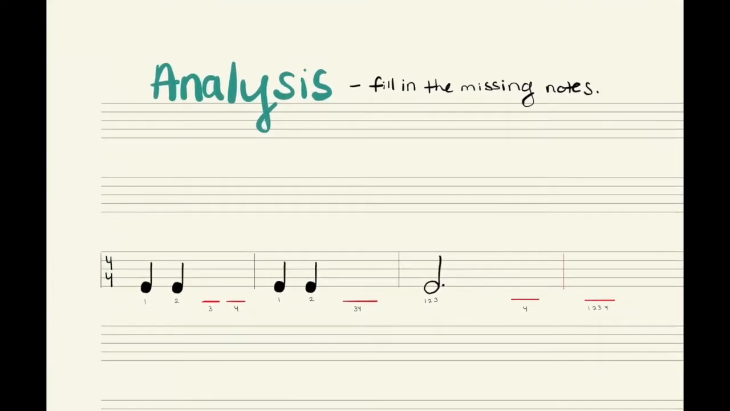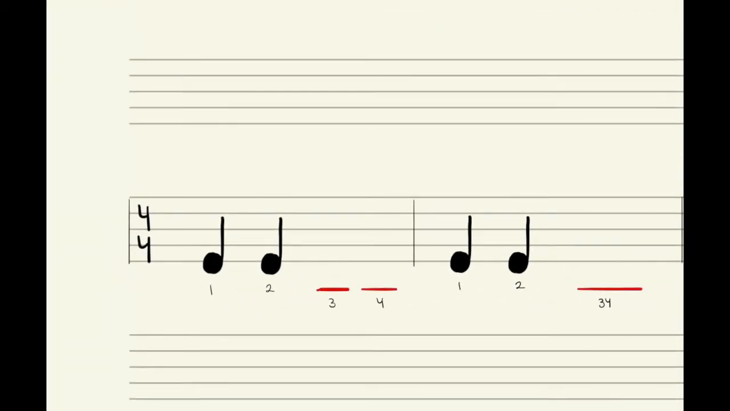Next, we'd move on to the analysis, so filling in the missing notes. So once again, treating this like a math equation. Every measure here is going to equal 4. So we have 2 beats already, 1, 2. We need to find 2 notes that will fill in those last 2 beats. So we could add in 2 quarter notes. So that would equal 4.